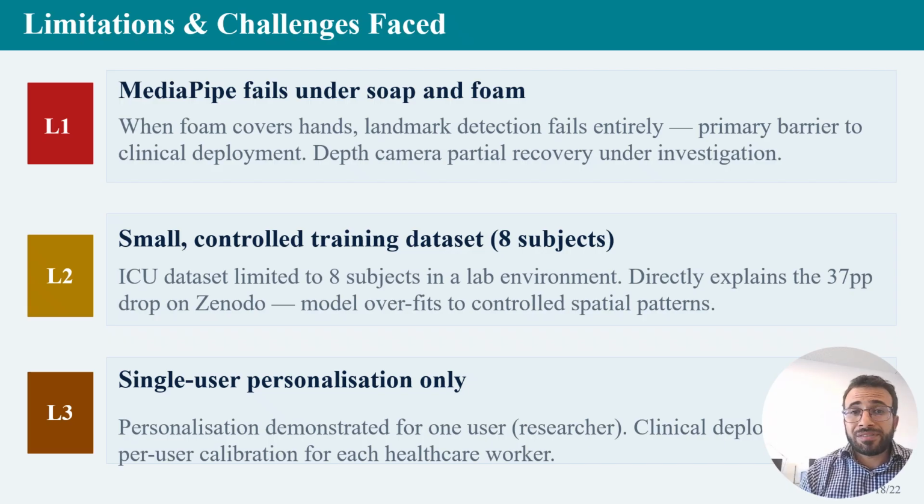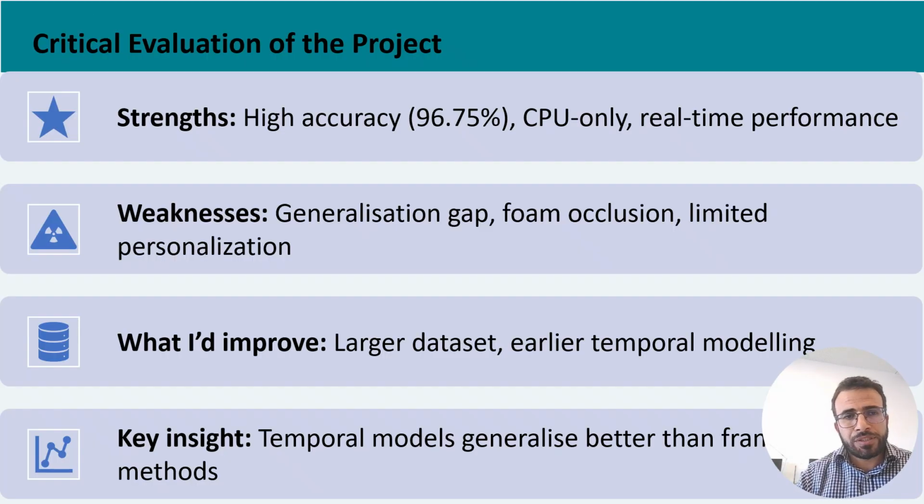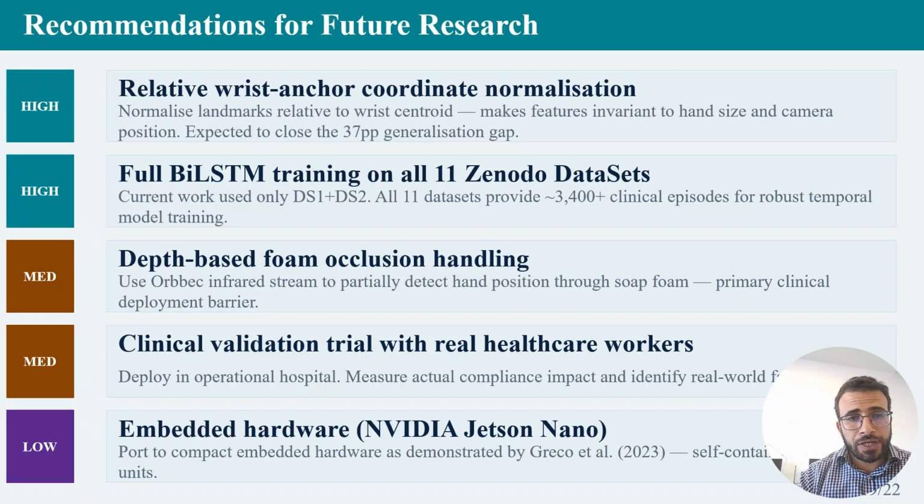Limitations: MediaPipe fails under soap and foam, small controlled training dataset, and single-user personalization. We will try to use bigger datasets, and a classified dataset is better than general videos. As we see, the strength is 97%; it is weak with foam and personalization. We'll improve later using different techniques, and also use different types of cameras to check them.